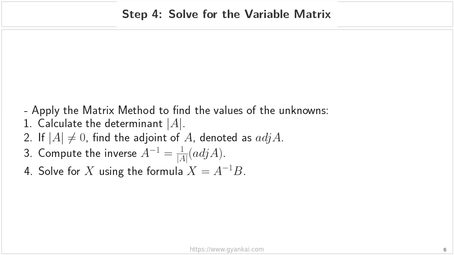Finally, the last step is to solve for our variable matrix X. We do this by using the formula X equals A inverse multiplied by matrix B. Once you perform this multiplication, the resulting values in matrix X will give you the exact answers to the unknowns we defined at the beginning of our problem. In the next slide, we will put all these steps into practice with a real-world example.